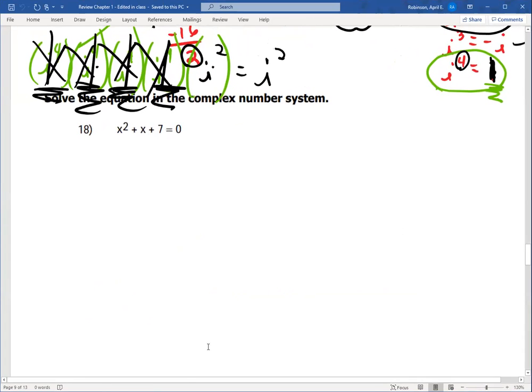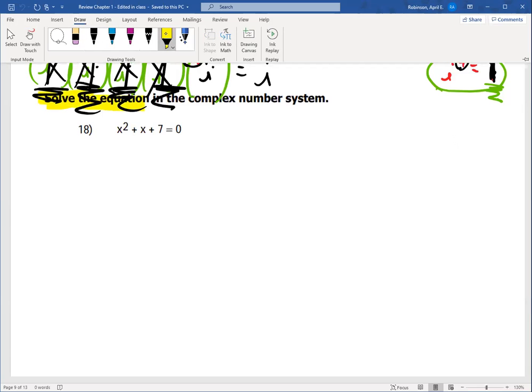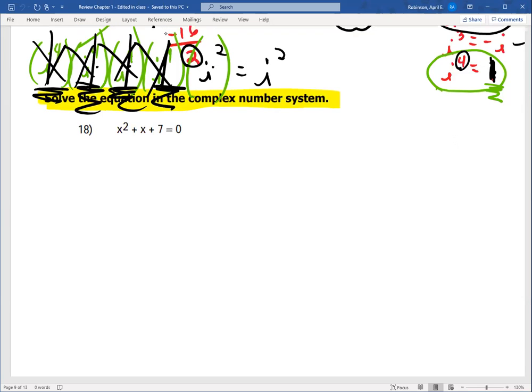Well, I'm going to go ahead and start. This is that first review I had made up for you all. It said review chapter 1 on it. There were 25 questions and we had gotten stopped at number 18. I was trying to erase, but for some reason it wouldn't let me. It does say right here, solve the equation in the complex number system. So we're on number 18 here.